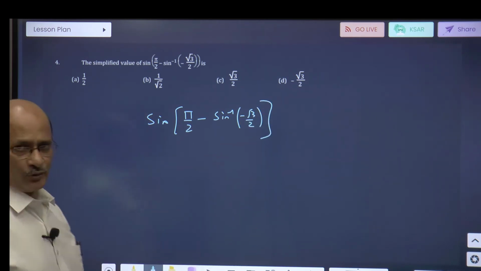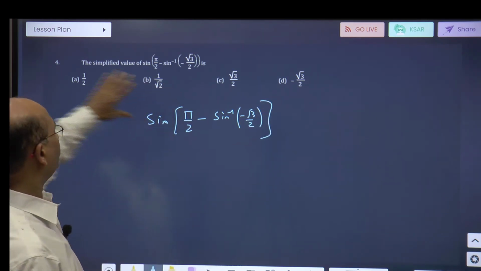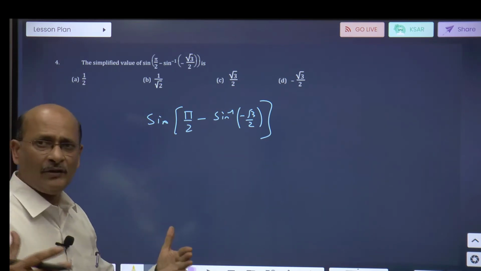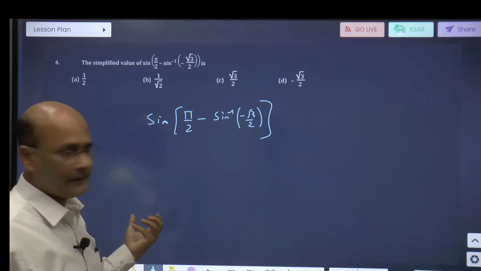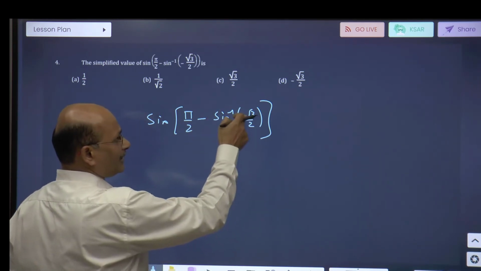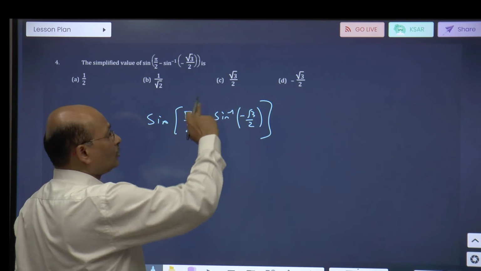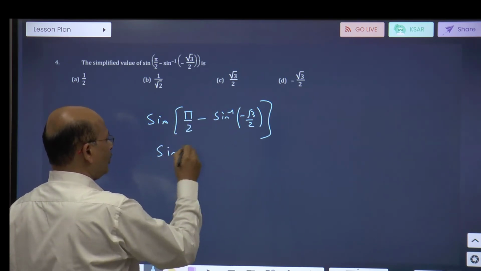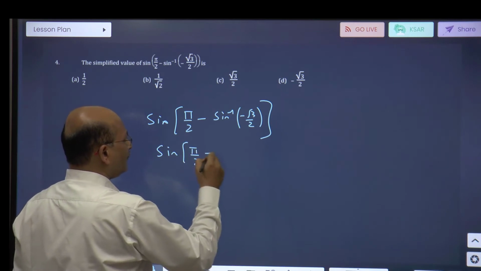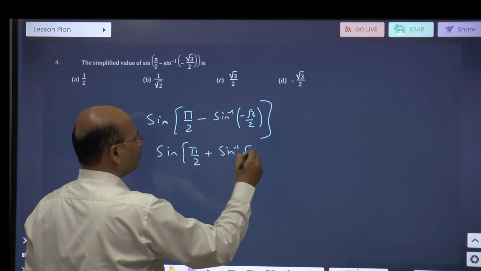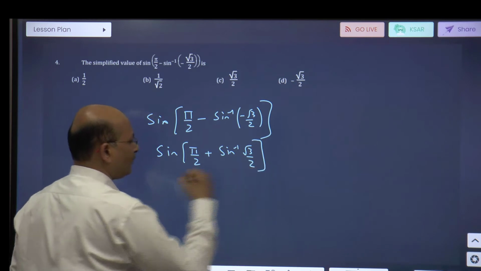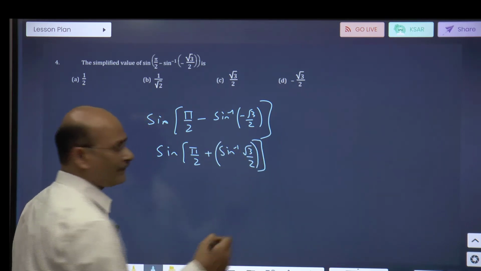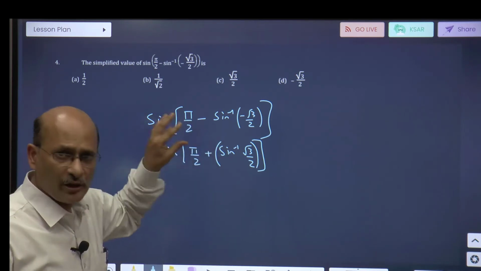Now don't get confused. They are not asking for the principal value, they are just asking you to simplify. So even with subjective answer knowledge, you can solve it very easily. First, sine inverse of a minus is minus only, and minus of minus becomes plus. So this becomes sine of pi by 2 plus sine inverse root 3 by 2. Everybody knows any inverse ratio is an angle.